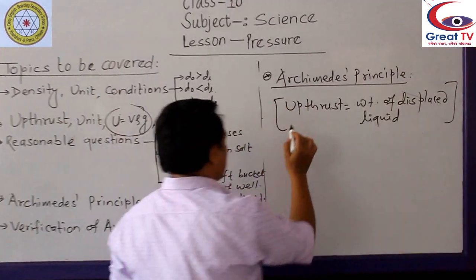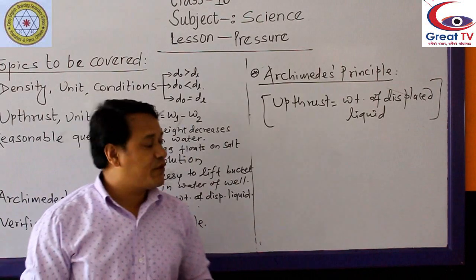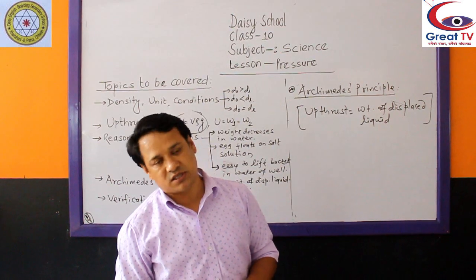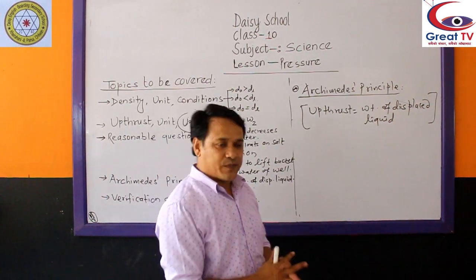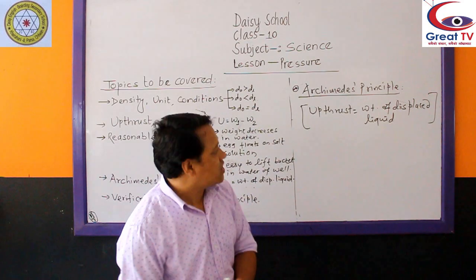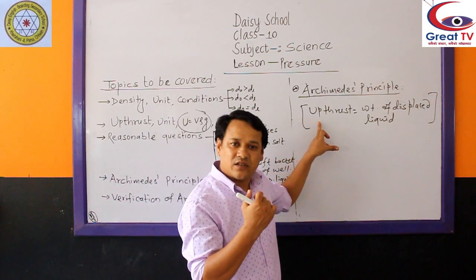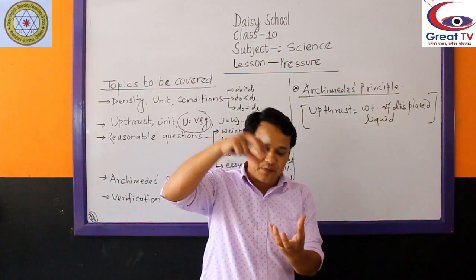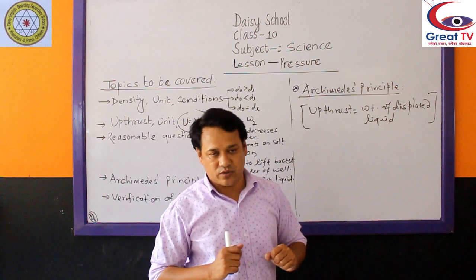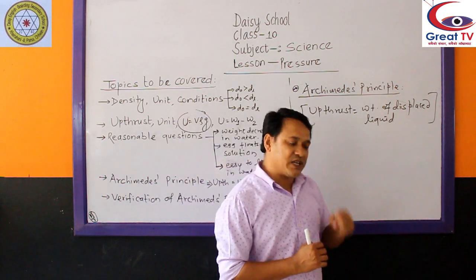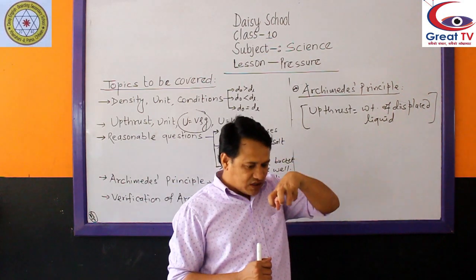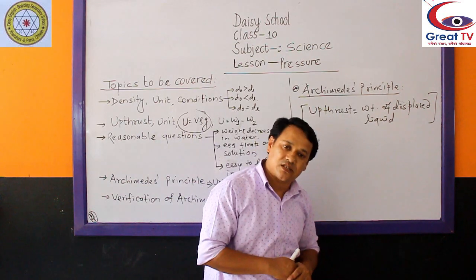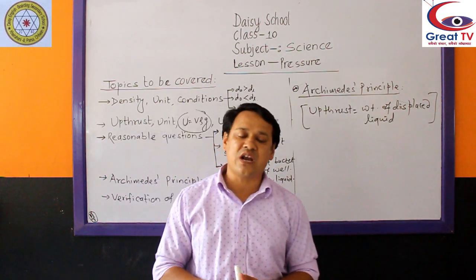You have to remember this. Upthrust equals weight of displaced liquid, whether the object is completely or partially immersed. After keeping the object in liquid, it displaces some liquid, and at that time the object gets upthrust also. This upthrust and the displaced liquid weight will be equal. It is given by Archimedes. This is called the Archimedes principle and is frequently asked in your exam also.